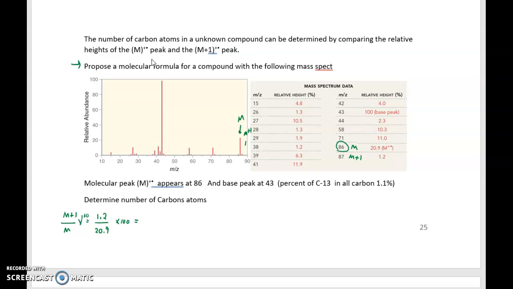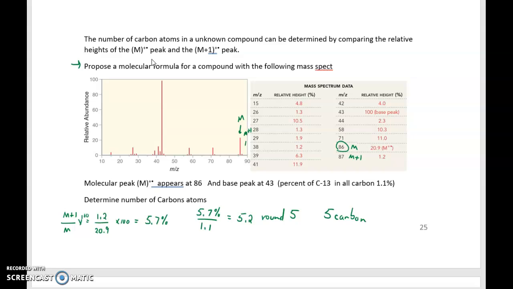And we come up with 5.7. So our M+1 in relation to our M is 5.7. We'll need to divide that number by the percentage of carbon-13 in the environment, which will give us a 5.2, which we're going to round to 5. So we've got 5 carbons in our compound.